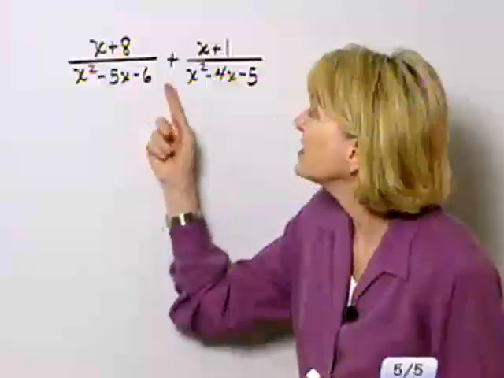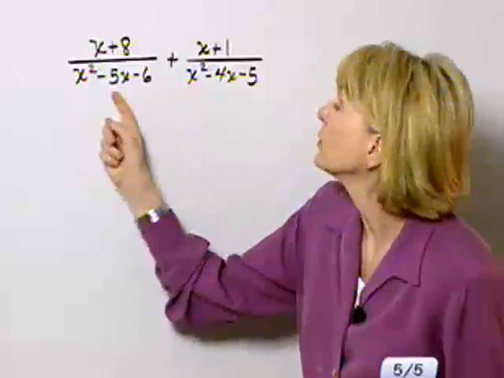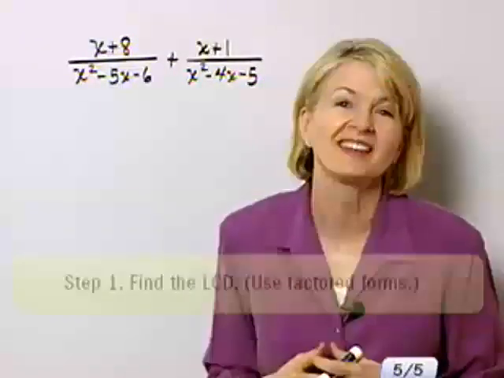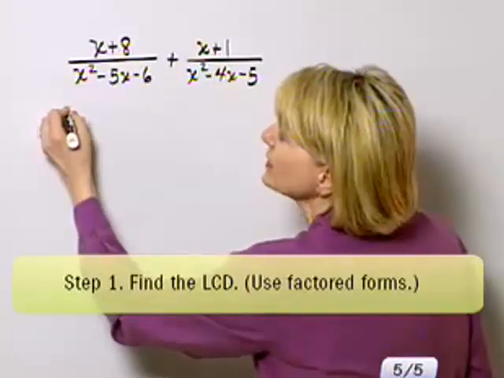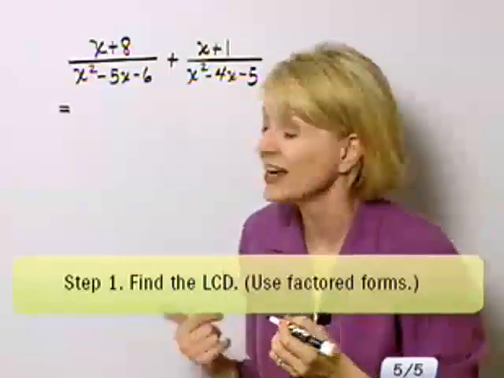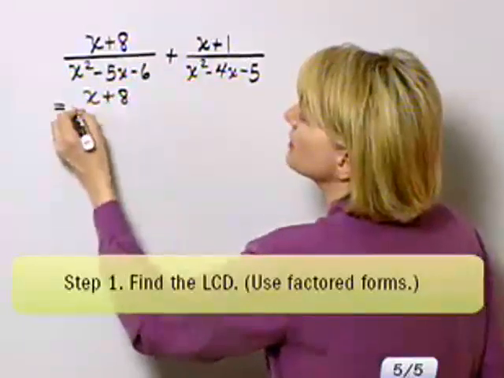Let's now add these two rational expressions. It's addition. Look at the denominators. They are not the same, so we need to find the least common denominator. Don't forget, we need to look at the denominators in factored form to find the least common denominator, so that's all I'll do at the moment.